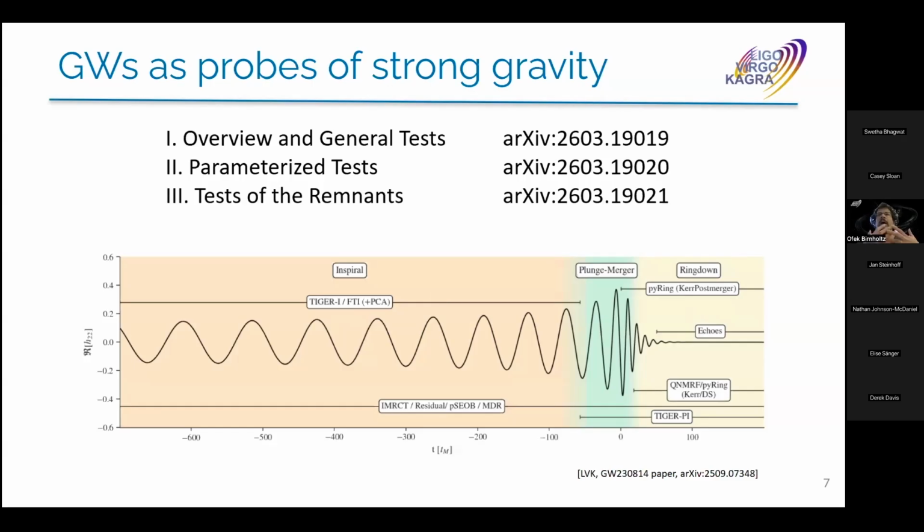We also have tests for gravitational wave echoes, which have been suggested to follow the prompt ringdown later on. We divide our tests, of which we have 19 pipelines. Some of them have sub-pipelines. So these are grouped into three papers. We'll try to do this webinar following along the lines of this division: overview, parameterized tests, and finally tests of the remnant.